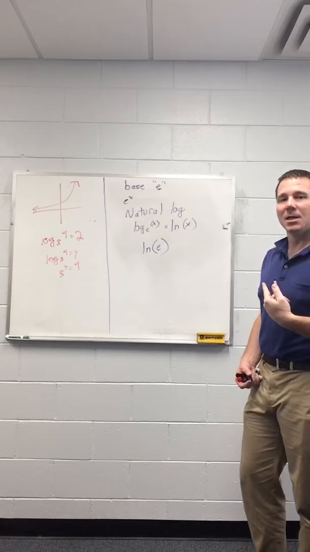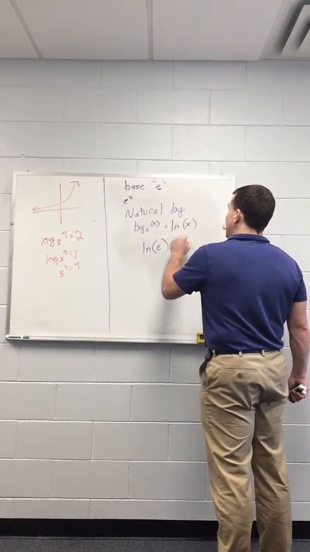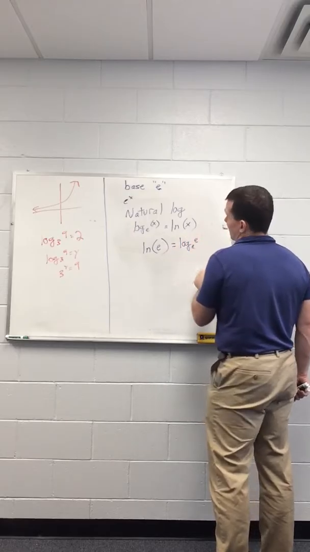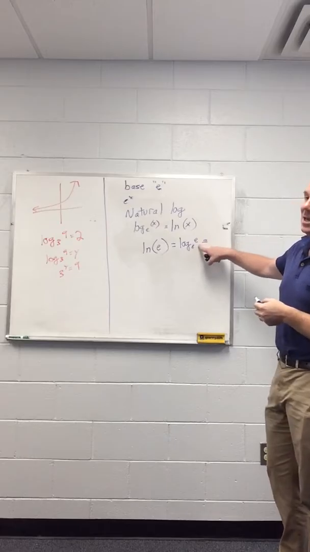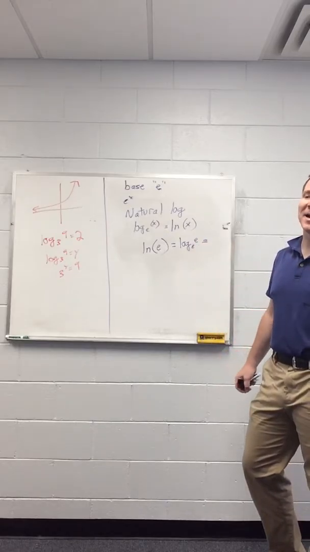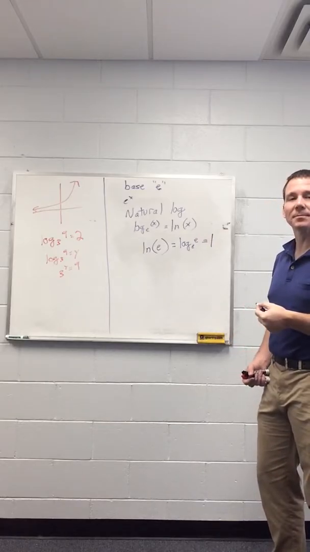What's that equal to? Well, if I use the definition, ln of e is log base e of e, and then we say, what number do I raise e to get e? We already did this with the others, log base 5 of 5, log base 2 of 2. That's just 1.